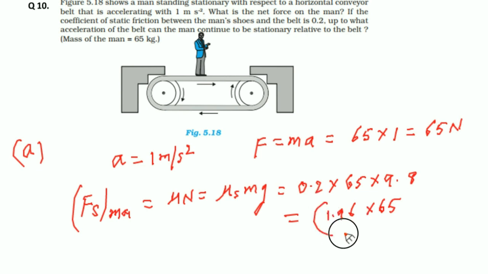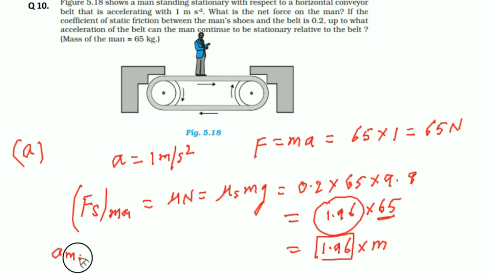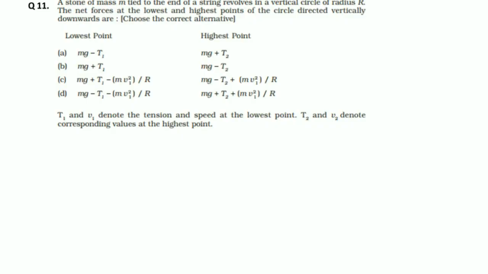Okay, so in this question they are asking up to what acceleration. Now you can see, 65 is the mass, so you can write 1.96 into m. This is the maximum static force you have. So m is the mass of the person and 1.96 is the acceleration. So the maximum acceleration will be 1.96 meter per second square.